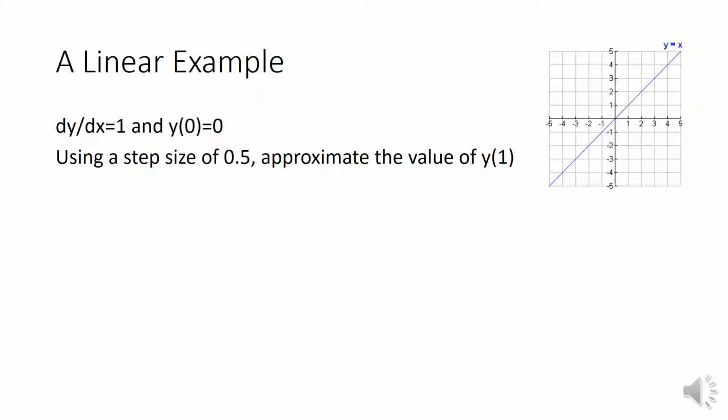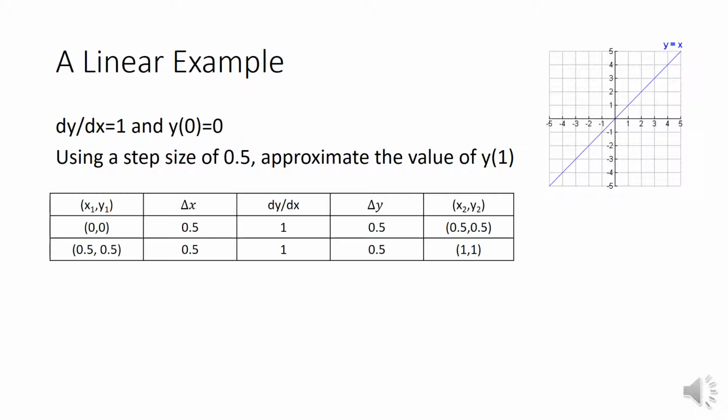So just to give you a better idea of how this works, I'm going to start off with the simplest possible example, which is just going to be approximating the value of y equals x. So y equals x is the same thing as dy/dx is always going to equal 1. The slope is always going to be 1. And y of 0, of course, is 0. So that's your initial condition. So in this problem, using a step size of 1/2, we're going to approximate the value of y of 1, sorry.